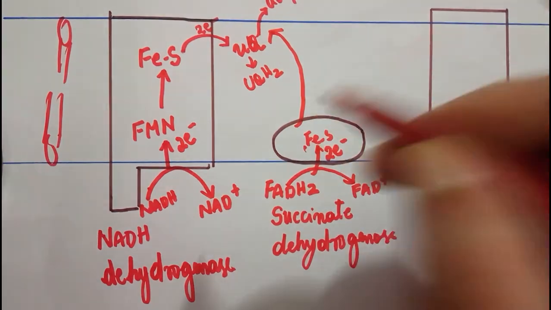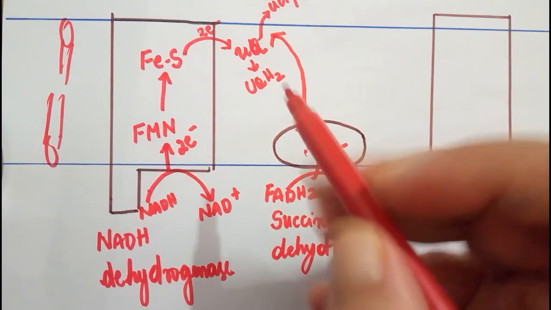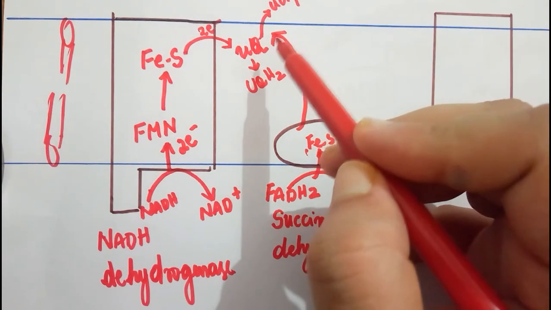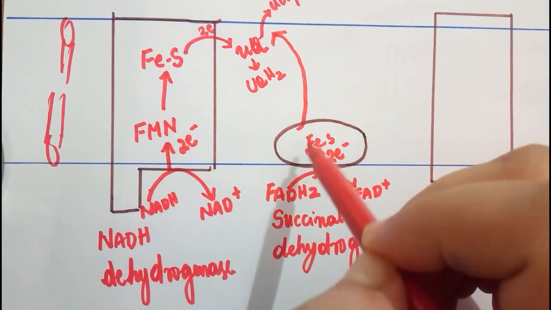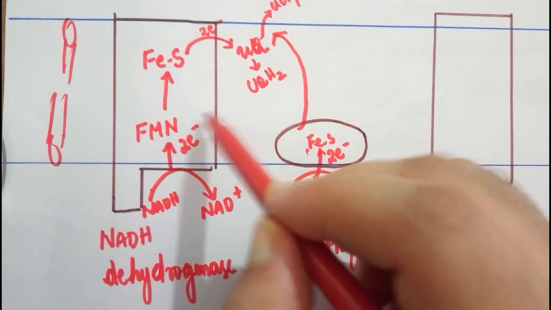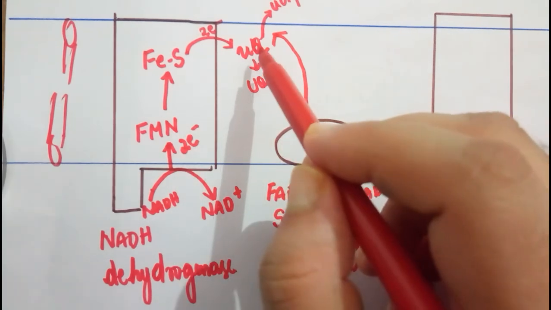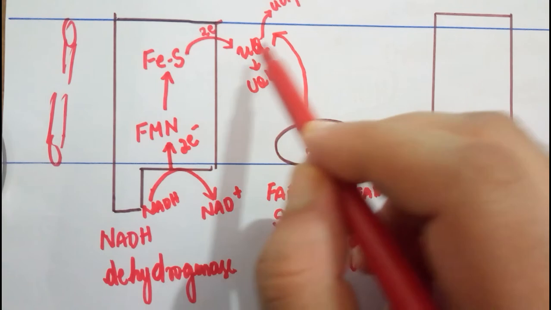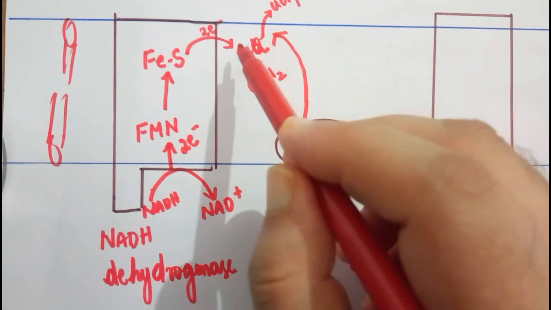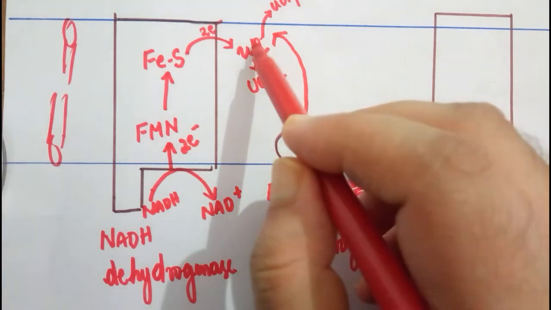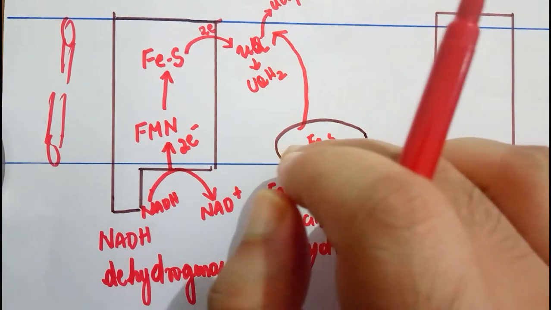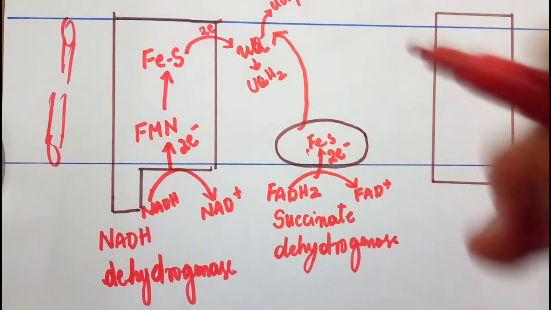So remember one important point. Oxidized ubiquinone is going to receive electrons from both complex 1 and complex 2. Complex 1 as well as complex 2 are going to give their electrons to oxidized ubiquinone.